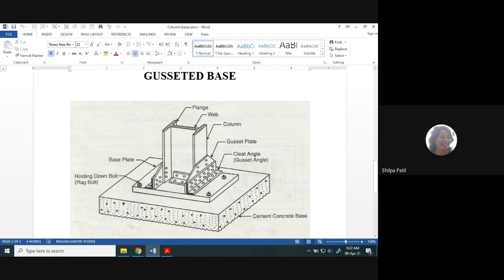Now this gusseted base also we will design only for the axial force, or only for the compressive stresses which are developed at the bottom of the base plate. We are not considering the tensile stresses acting on the base plate. Okay, is it clear? Any doubts in this?